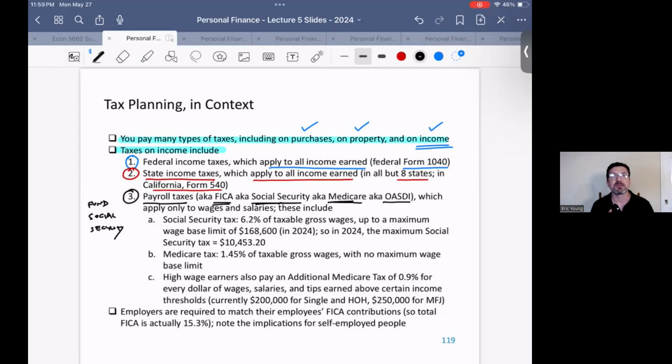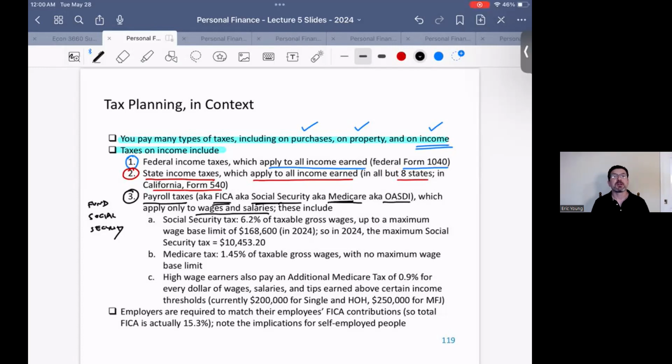Now, a couple of subtleties here. Subtlety number one: whereas your federal taxes and your state taxes were levied on all of your income made, FICA taxes are called payroll taxes for a reason. They are only assessed on your wages and salaries. They do not apply to any other type of income. So your payroll taxes are only levied against your income, generally from salaries or wages.